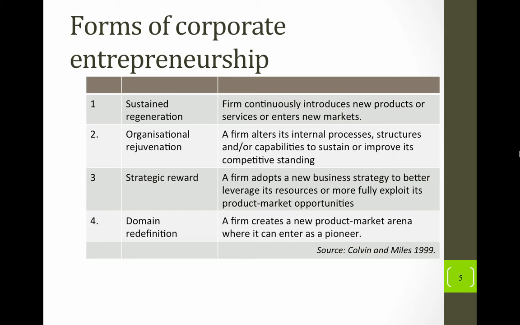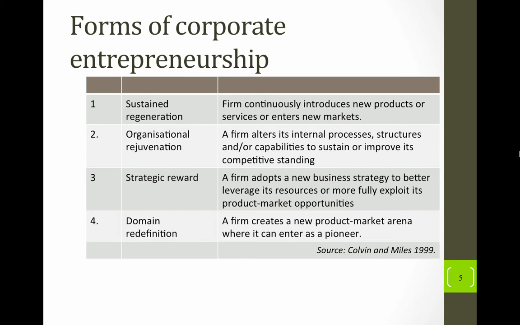Rejuvenation is a little bit different. It means that the company changes the way it does things in order to give itself a competitive advantage in some way, and that can be very entrepreneurial and very successful, but also very hard to do. Another one, strategic renewal, is basically a new business strategy that is based on its capabilities and resources. So in other words, something that allows you to do what you do best and at the same time pursue a new opportunity.